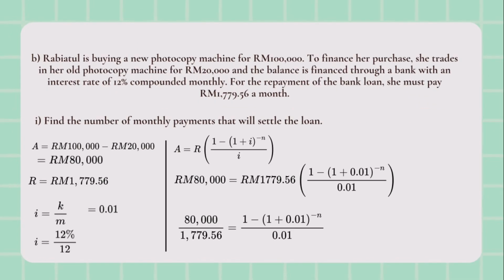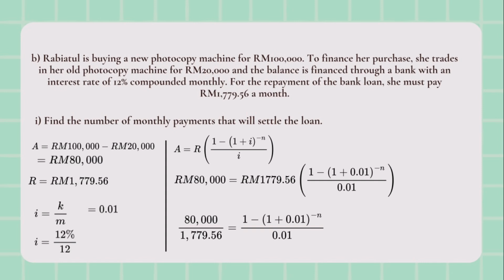11543.35. For our next question, Rabiatul is buying a new photocopy machine for 100,000 ringgit. To finance her purchase, she trades in her old photocopy machine for 20,000 ringgit, and the balance is financed through a bank with an interest rate of 12% compounded monthly. For the repayment of the bank loan, she must pay 1,779 ringgit and 56 cents a month. The question asks us to find the number of monthly payments that will settle the loan. Using the information provided, we find the loan amount, which is 100,000 ringgit minus 20,000 ringgit equals 80,000 ringgit.